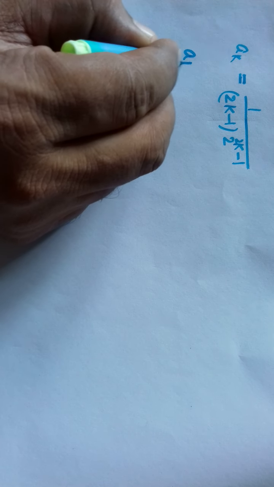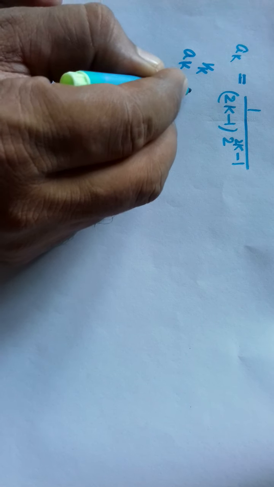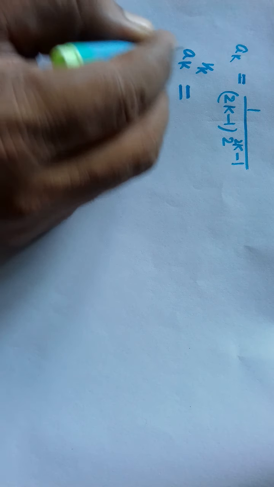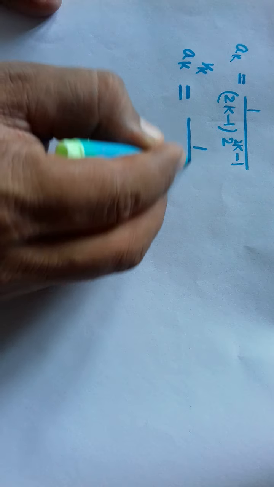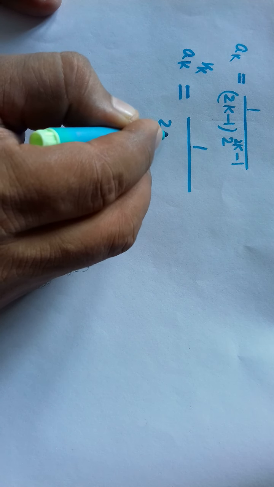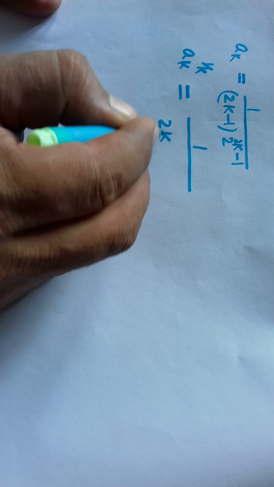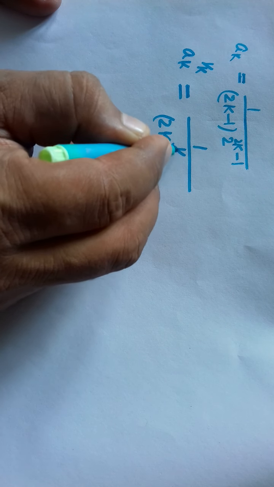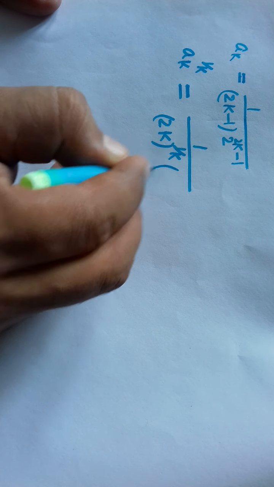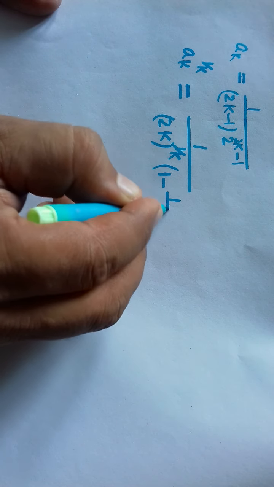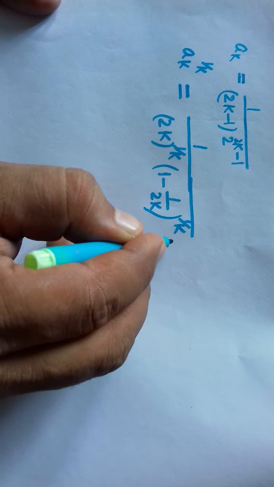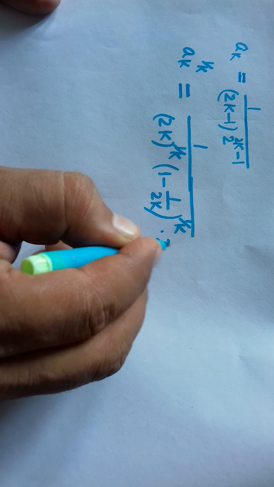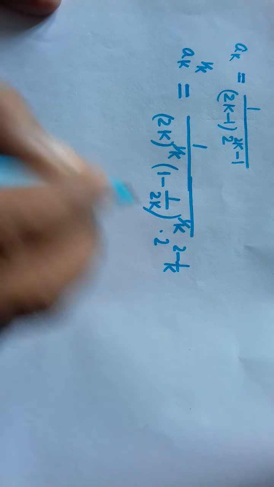Now according to Cauchy's theorem, we find ak to the power 1 by k. This will be 1 by 2, 2k to the power 1 by k, 1 minus 1 by 2k to the power 1 by k, into 2 to the power 2 minus 1 by k.